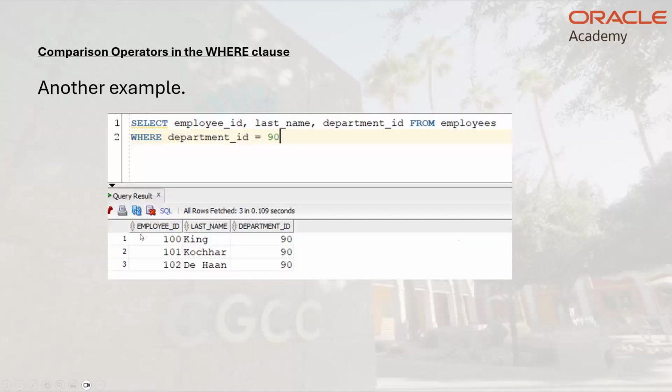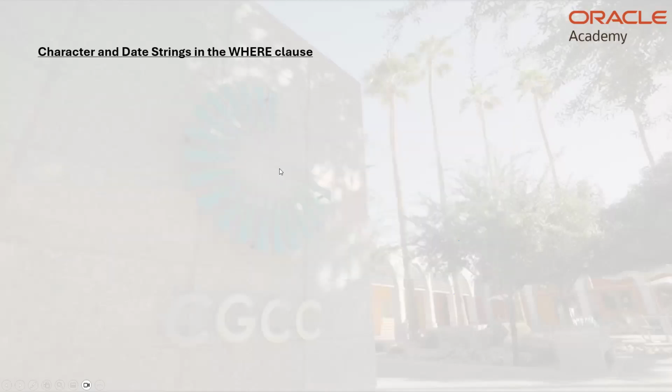So let's look at an example. Here, we're just selecting all the employees that are in department 90. So you select employee ID, last name, department ID from employees, where department ID is equal to 90. All right, pretty straightforward.